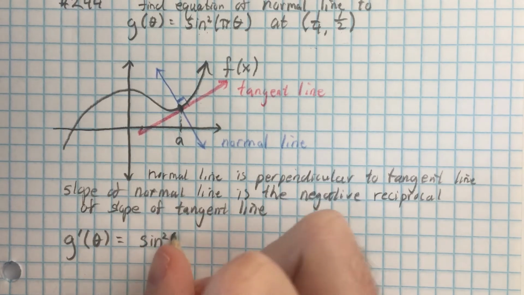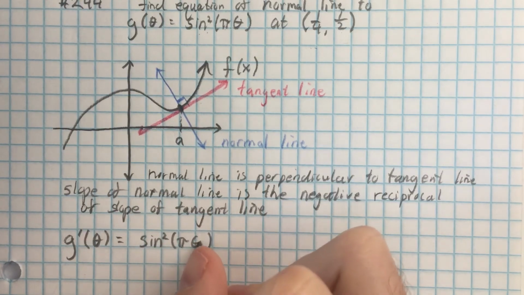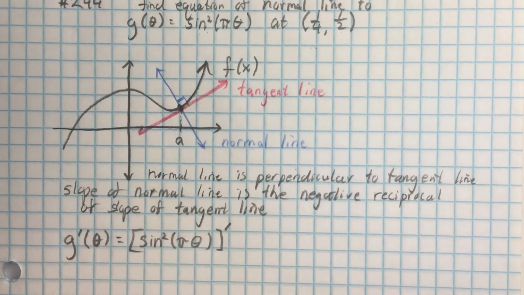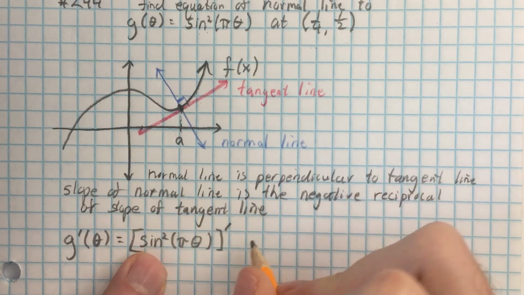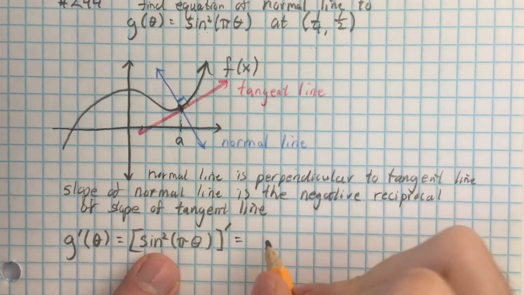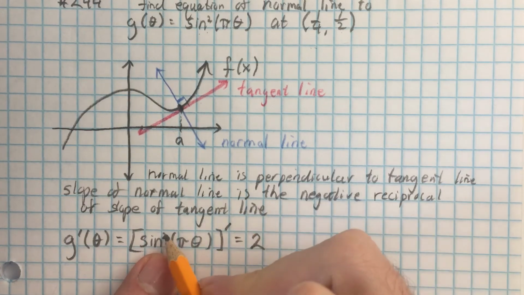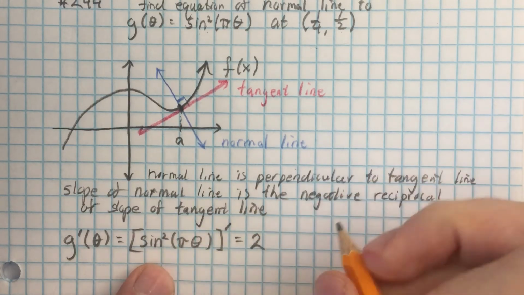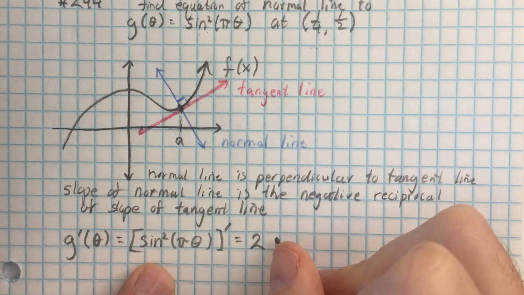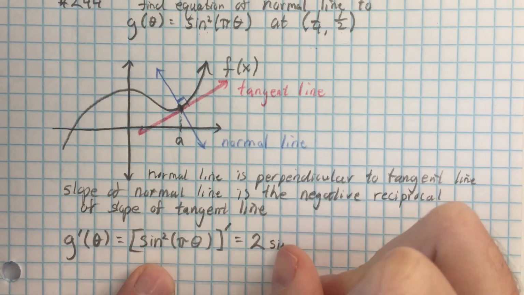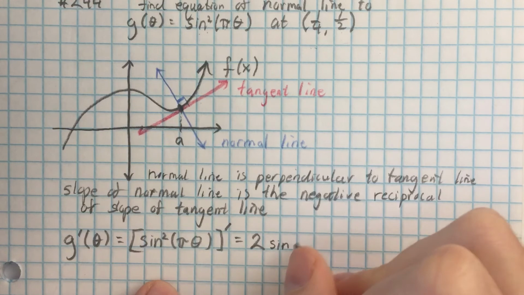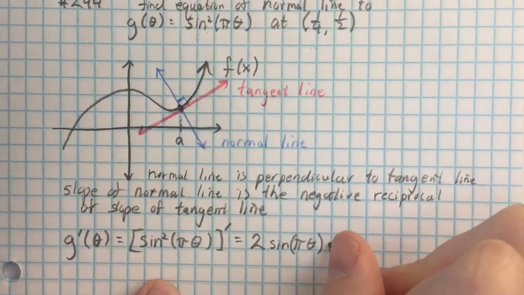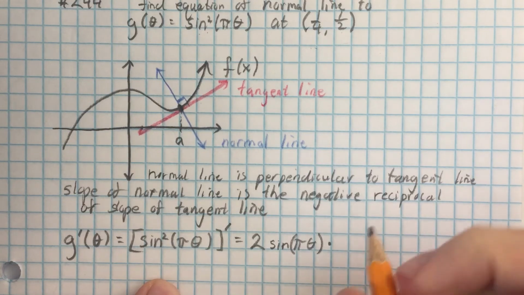So sine squared pi theta, and all that is prime. So the power comes down. Right, differentiate the outer function. So the squaring function is outer, it comes down. And you lower the power by 1. The inner function, sine pi theta, stays the same. So it's now sine to the first power, pi theta. Then I complete the chain rule by taking the derivative of the inner function.